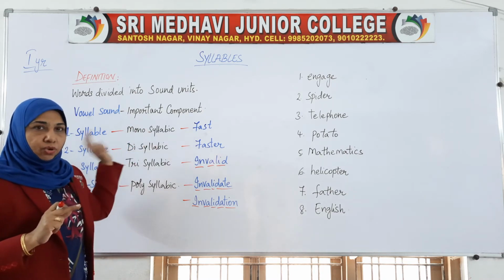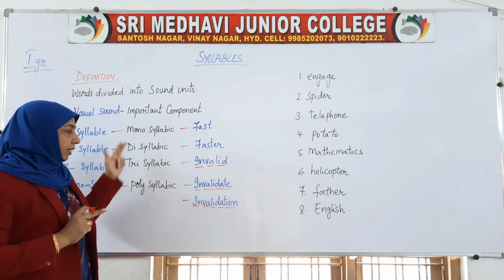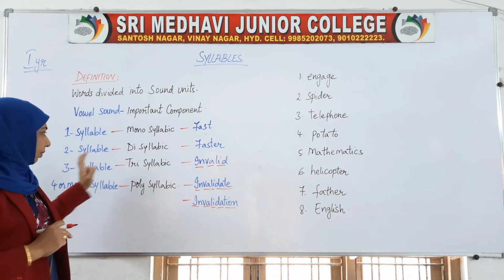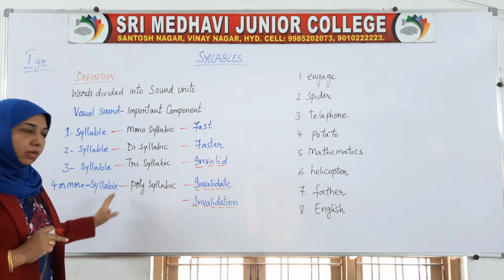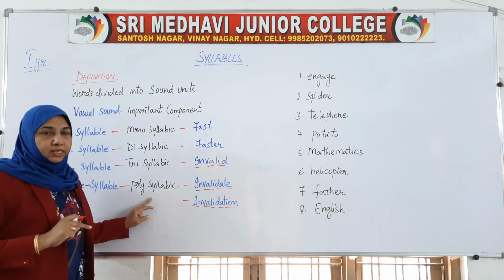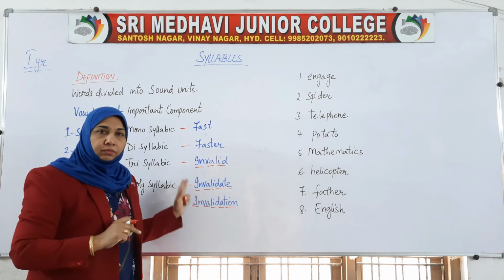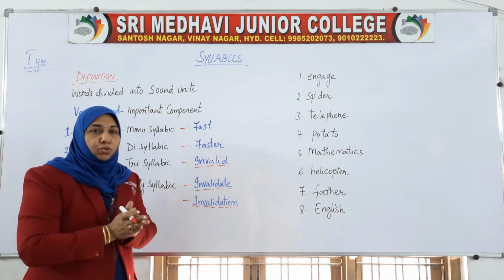Both the ways of writing is correct. Only for your knowledge I am adding this. Either you can write down 2 syllables or disyllabic, 3 syllable or trisyllabic, 4 or 5 syllable, or you can write down polysyllabic. It's up to you. And this can give you an idea about the spellings also.